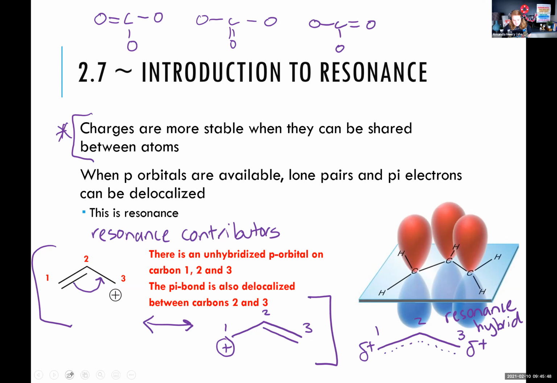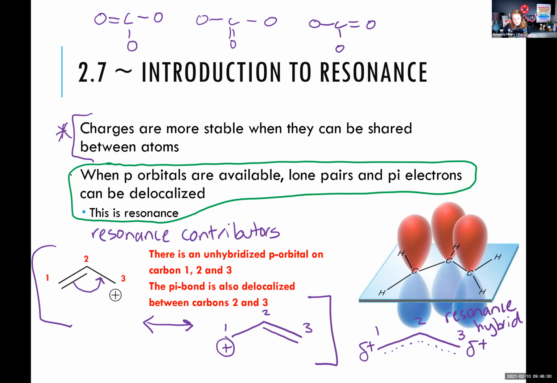We can't do this all the time, though. Not everything can have electrons that can move or charges that can be shared. We're going to look at different scenarios of when that can happen, but this is the overall rule. When p orbitals are available, lone pairs and pi electrons can be delocalized. Delocalized is just a fancy way to say that they can be shared. And in order for them to be shared, they have to be able to be moved. So delocalized electrons means that they don't belong to one specific location. They can be moved between locations. So they are shared and movable.